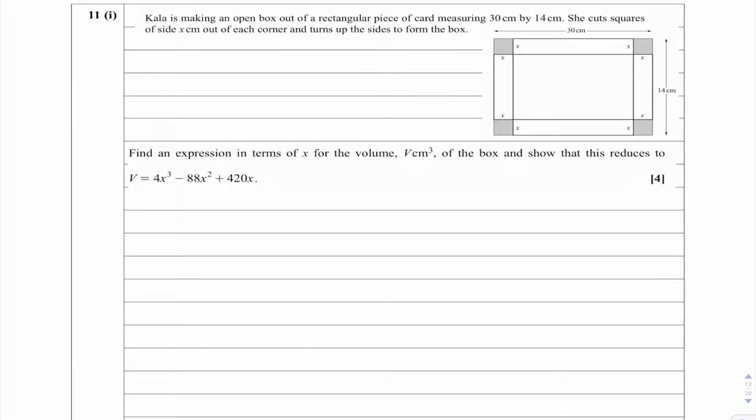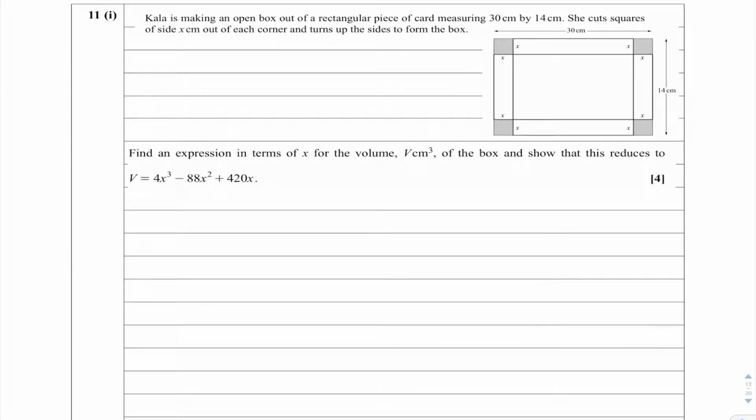Question 11.1. Colin is making an open box out of a regular rectangular piece of card measuring 30 centimeters by 14 centimeters. She cuts squares of side x centimeters out of each corner and turns up the edges to form the box. Find an expression in terms of x for the volume V centimeters cubed of the box and show that this reduces to V equals 4x cubed minus 88x squared plus 420x.